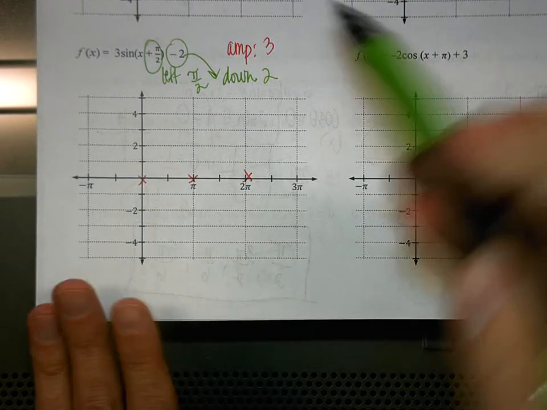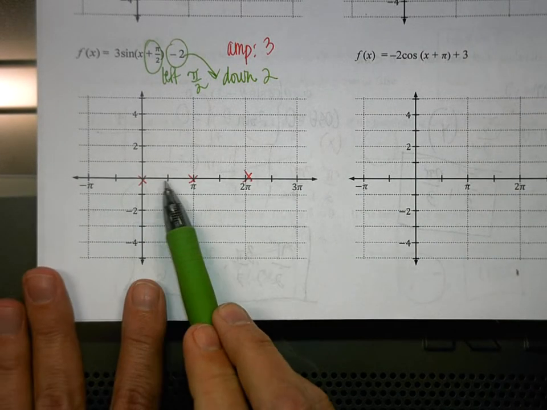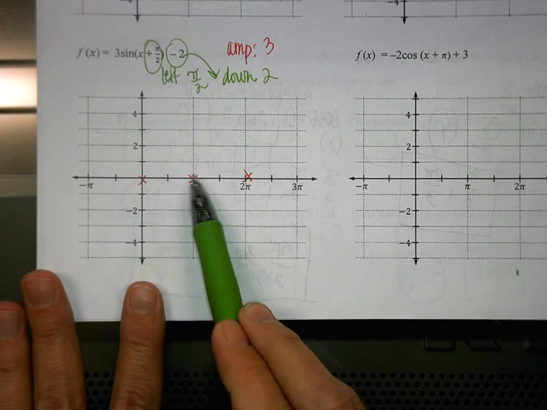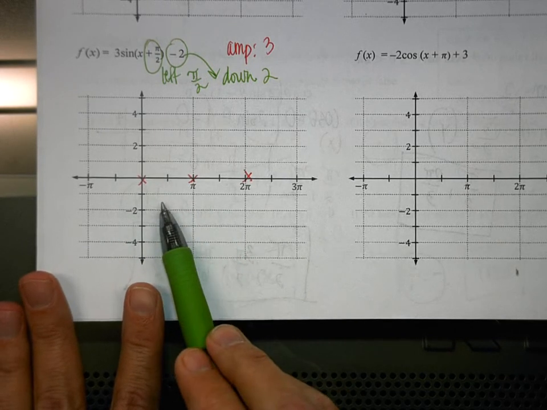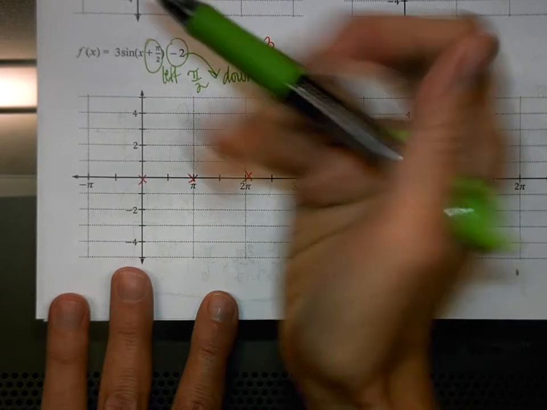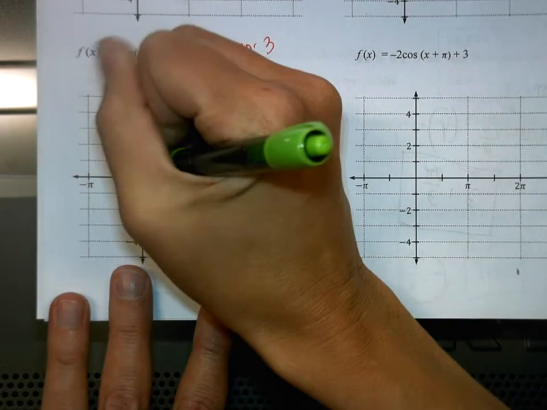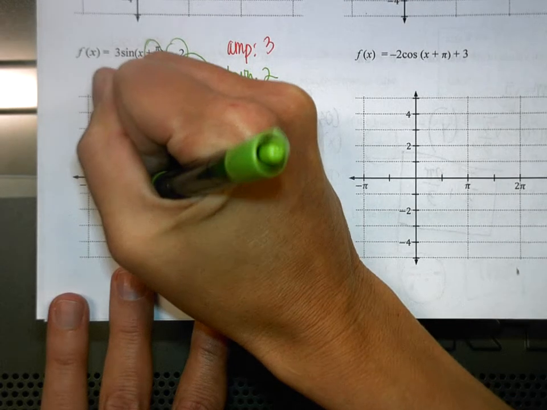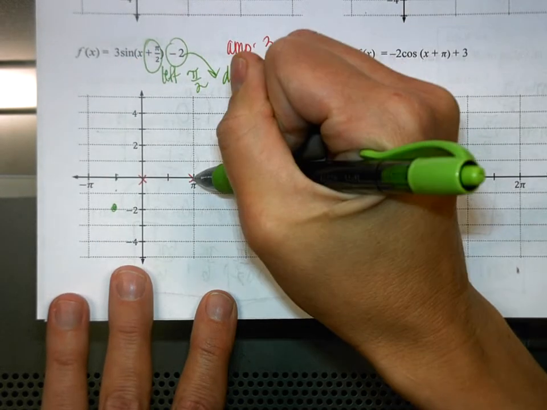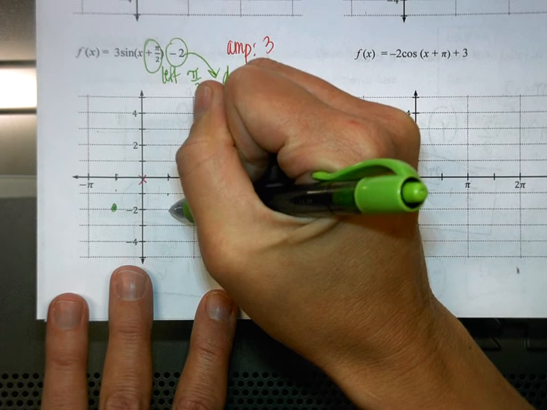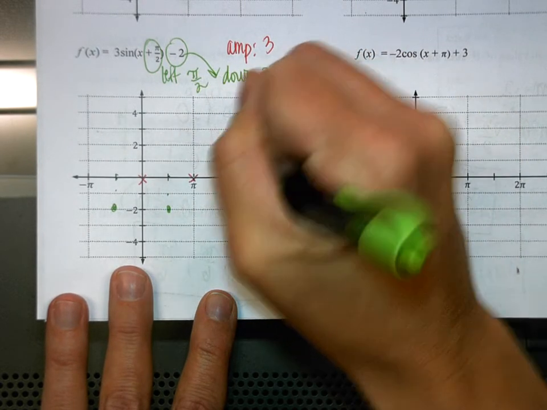Remember that pi over 2 is these little marks. So each of these marks are half of a pi. So if we're going left pi over 2, we're going left 1 mark, and then we're going down 2. So from this x, I'm going left pi over 2, down 2, left pi over 2, down 2.